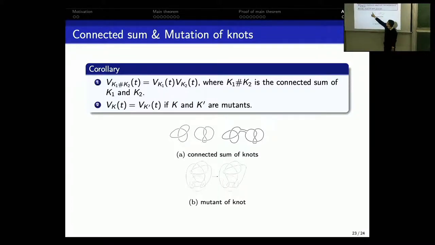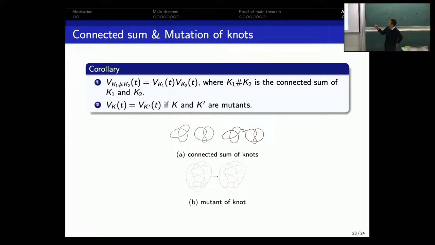So you delete some part of a knot and connect it by two arcs, then the Jones polynomial is a product of the original knots. And the second one is an operation called mutation. You pick this circled area and you can flip it like this, or flip upside down, or flip upside down and left and right. And I can show that the Jones polynomials of mutants are the same. So this is my application.